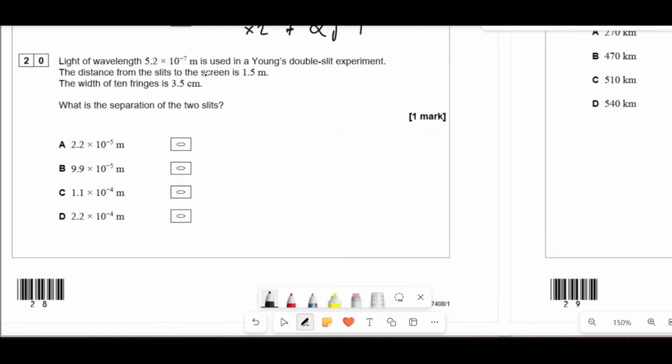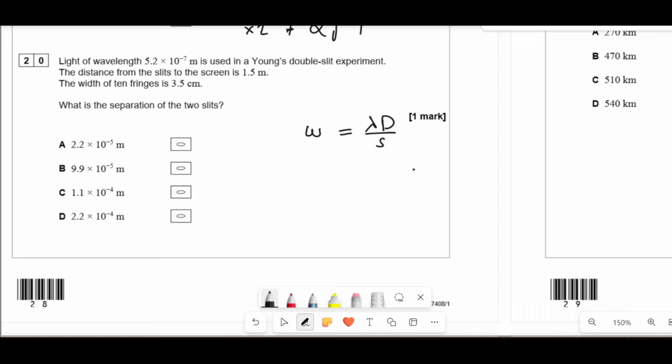Light of wavelength 5.2 times 10 to the minus 7 is used in the Young's double slit experiment. The distance from the slits to the screen is 1.5 meters. The width of 10 fringes is 3.5 centimeters. What is the separation of the two slits? So the double slit formula is W, the fringe spacing, equals lambda, the wavelength, times D, the distance between the slits and the screen in meters, over S, the distance between the slits in meters.